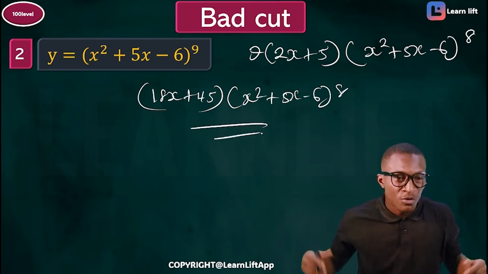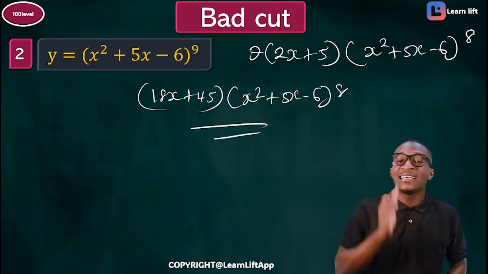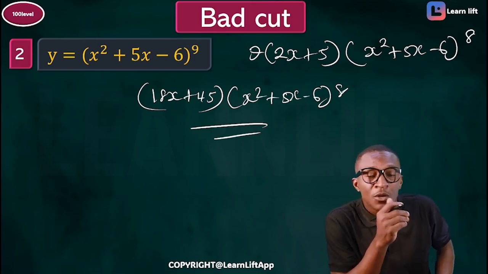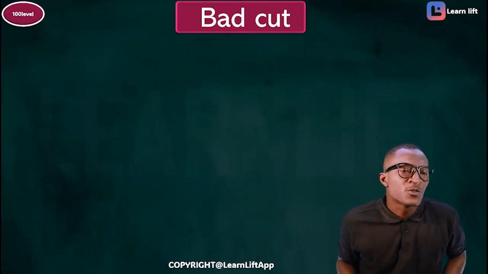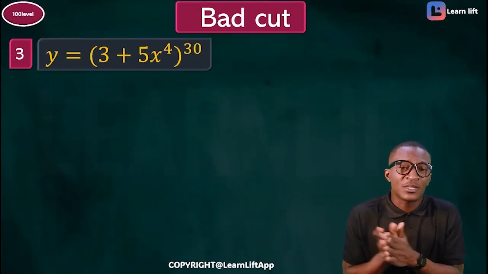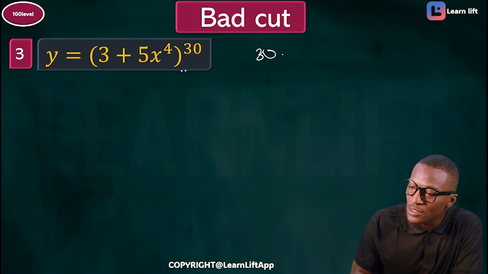I know this one is solved. Now, in an exam you just use the bad cut; you don't exclude it. Let's go to this one. Can you give me the answer without solving, straight? Bring down 30. That will be 30 times differentiate what is inside. This one is 0, and this one will give me 20x raised to power 3.